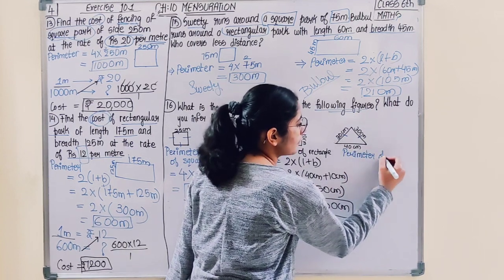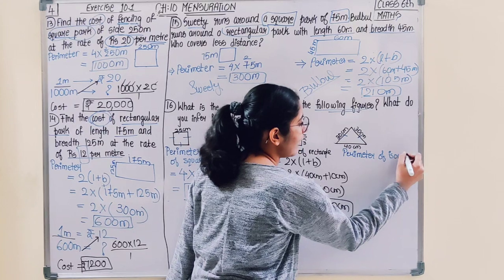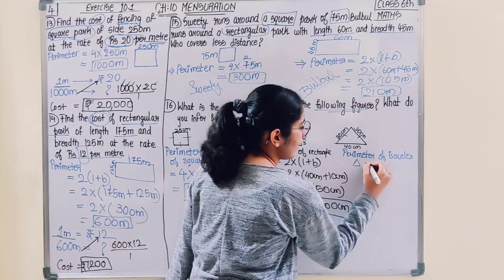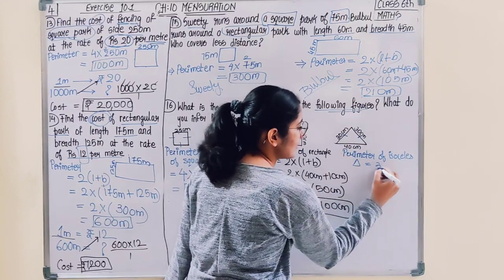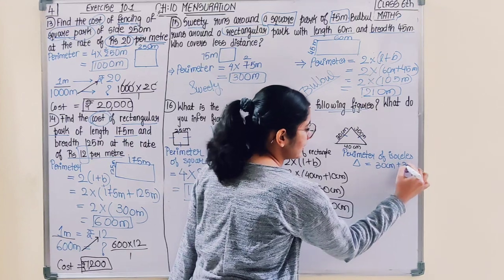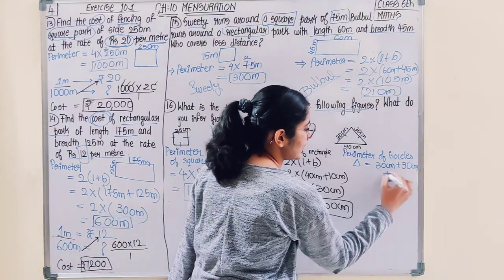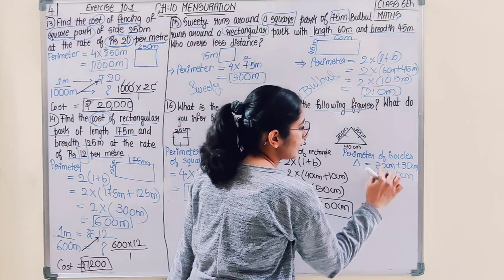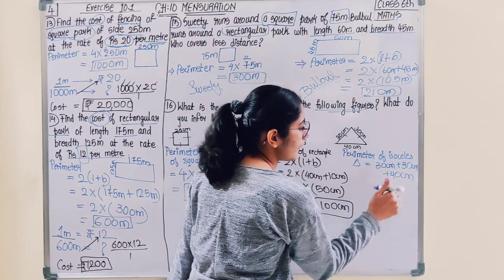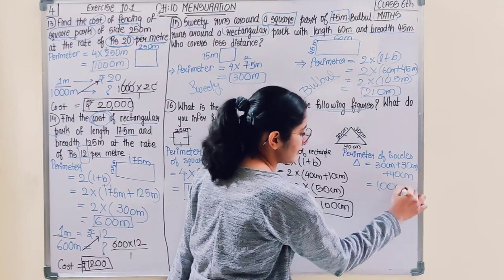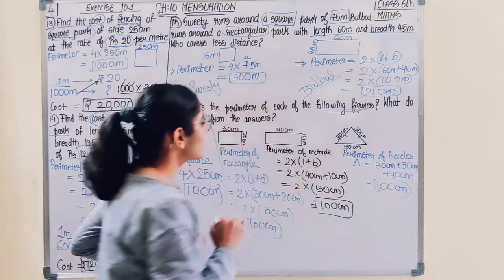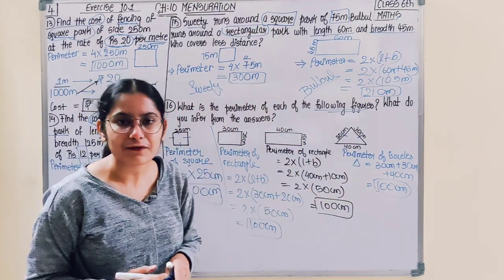Perimeter of given isosceles triangle is 30 cm plus 30 cm plus 40 cm. 30 plus 30, 60 plus 40, 100 cm. We calculated the perimeters of all the figures.